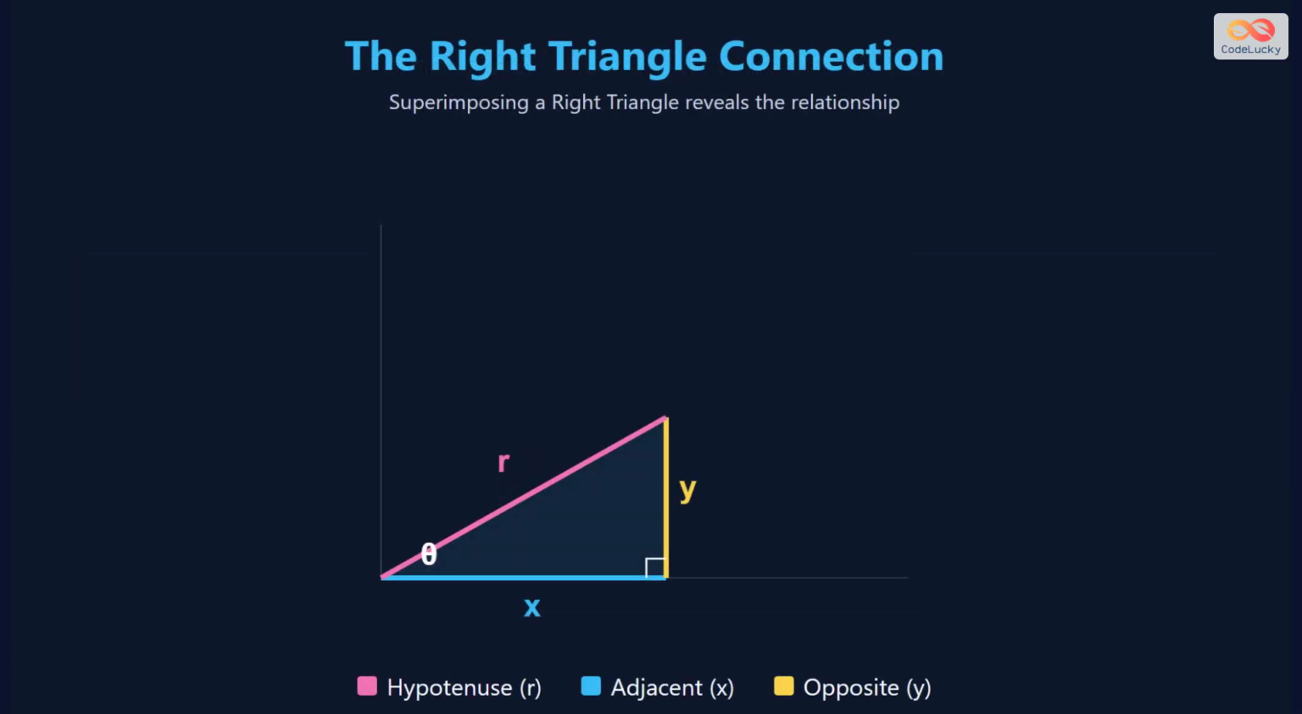The key to this conversion is a right triangle. If we drop a line straight down from our point to the horizontal axis, we create a triangle. The radius r becomes the hypotenuse. The x value becomes the adjacent side, and the y value becomes the opposite side relative to our angle theta.